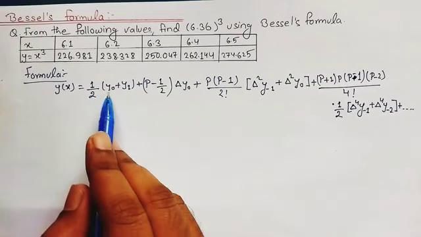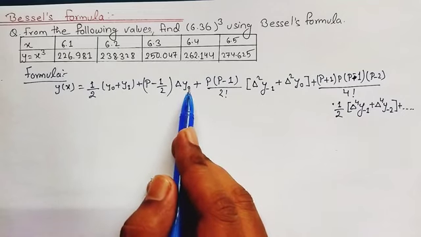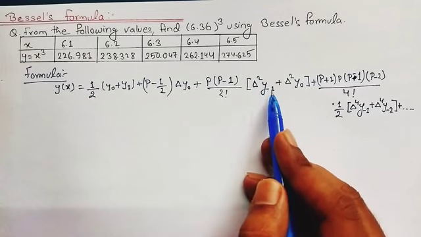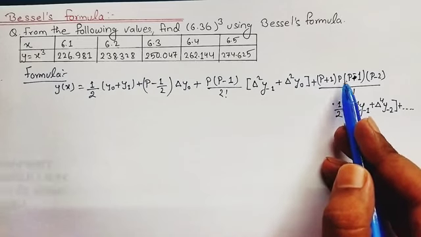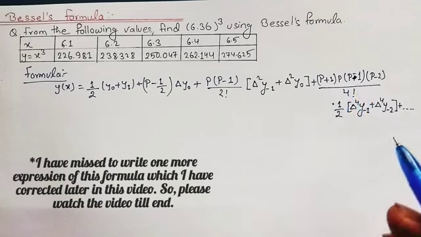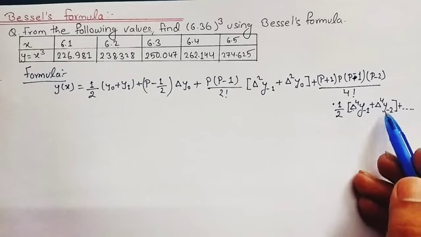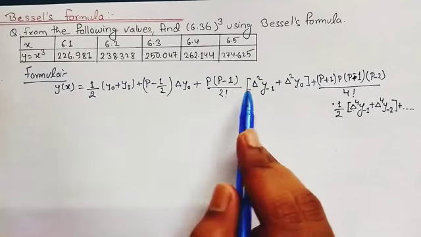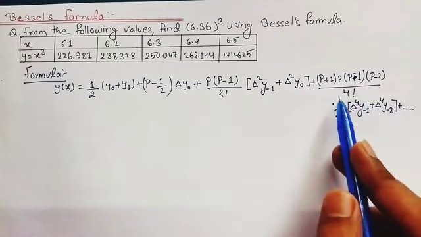y_x equals 1 by 2 times (y_0 plus y_1) plus p times (p minus 1) by 2 factorial times delta squared y_minus1 plus delta squared y_0, plus p times (p minus 1) times (p minus 2) by 3 factorial times delta cubed y_minus1, plus (p plus 1) times p times (p minus 1) times (p minus 2) by 4 factorial times 1 by 2 times (delta 4 y_minus1 plus delta 4 y_minus2), and later in this video I will show you how to calculate the values of delta squared y_minus1, delta y_0, and what is p.